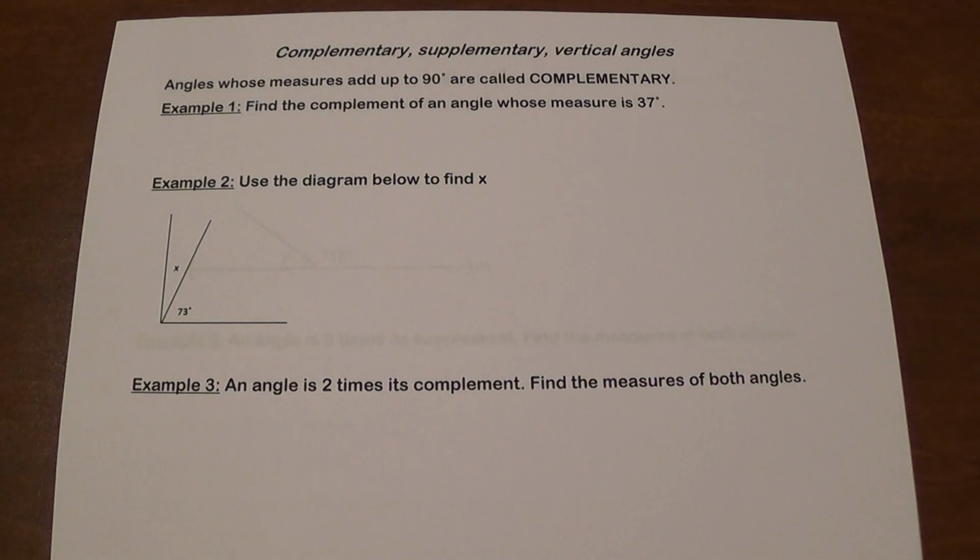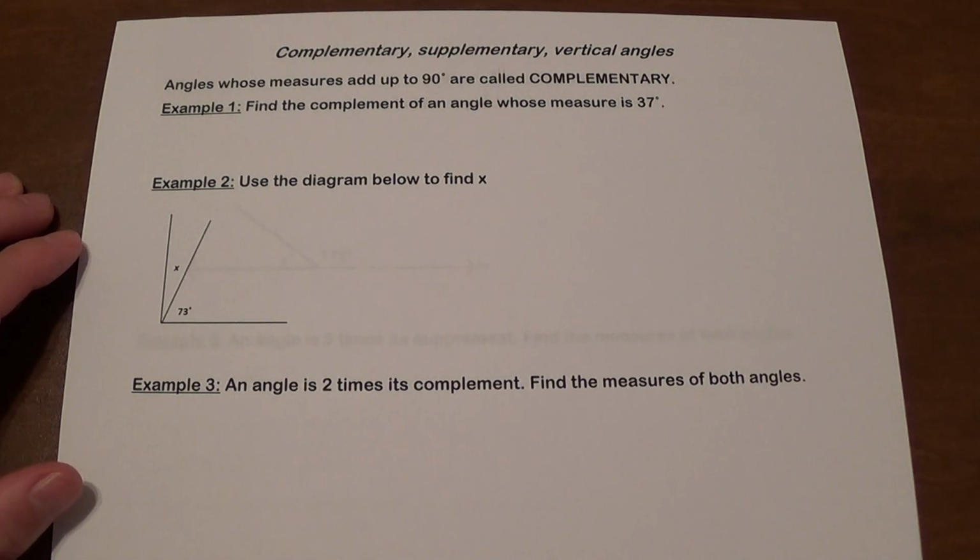Hi, we are going to discuss complementary, supplementary, and vertical angles. Angles whose measures add up to 90 degrees are called complementary. The easiest question you can ask: find the complement of an angle whose measure is 37 degrees.